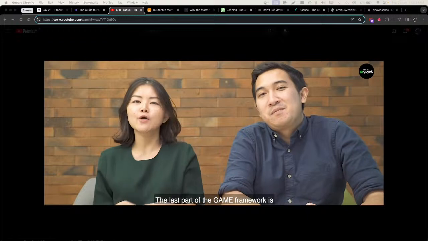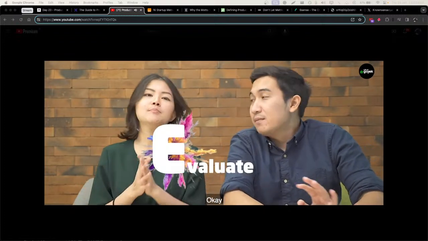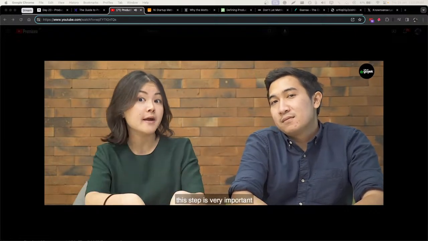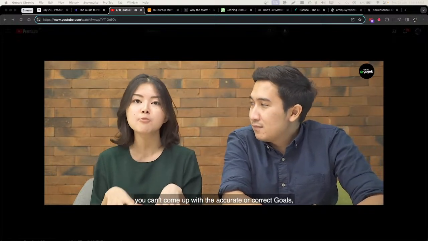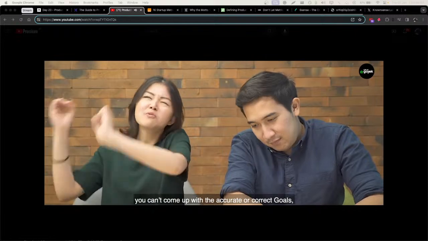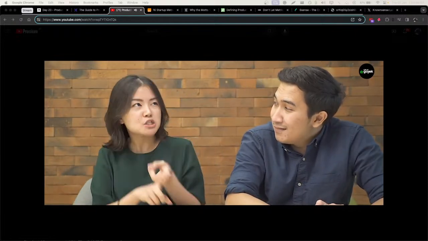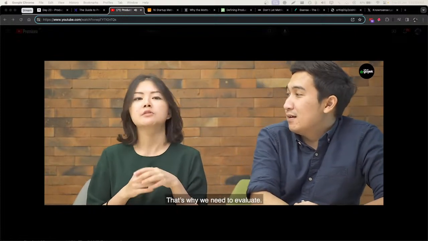Nah, last part of the game framework adalah E, which is environment. Okay. Nah, which is actually even though this is the last step, tapi ini step yang paling penting karena most probably jadi lu nggak bisa come up with the right, most correct goals, actions and like metrics yang paling baik in the first beginning.